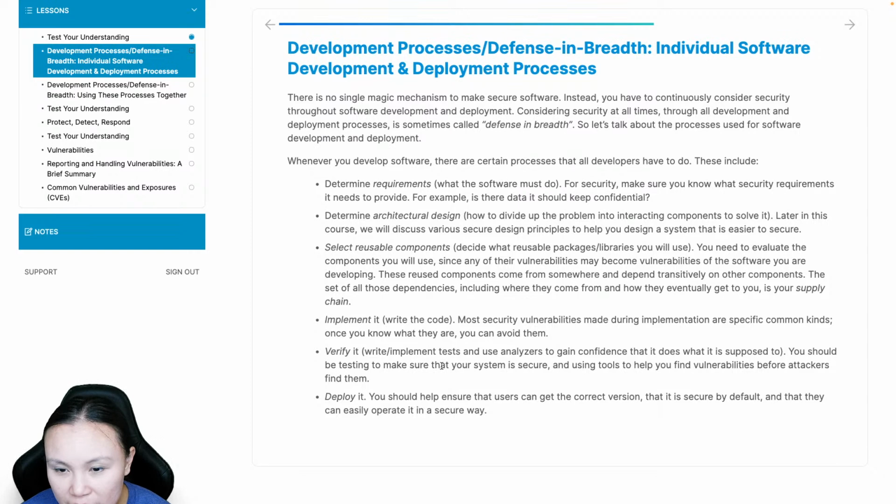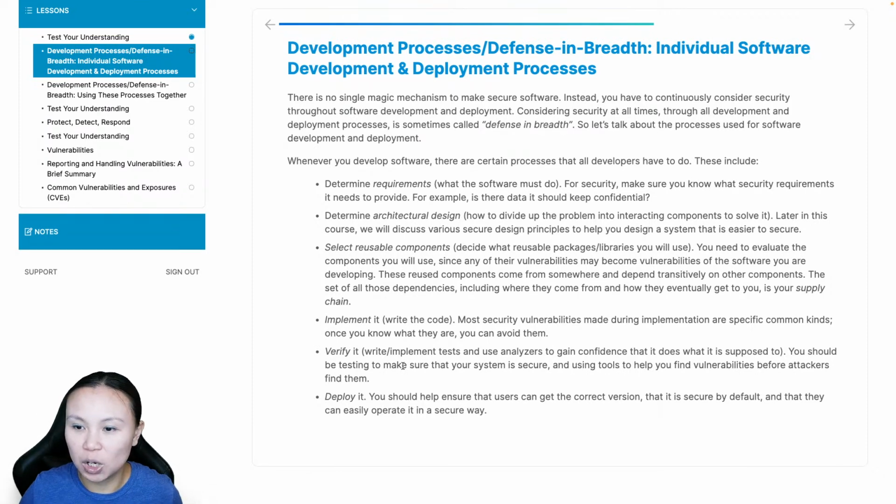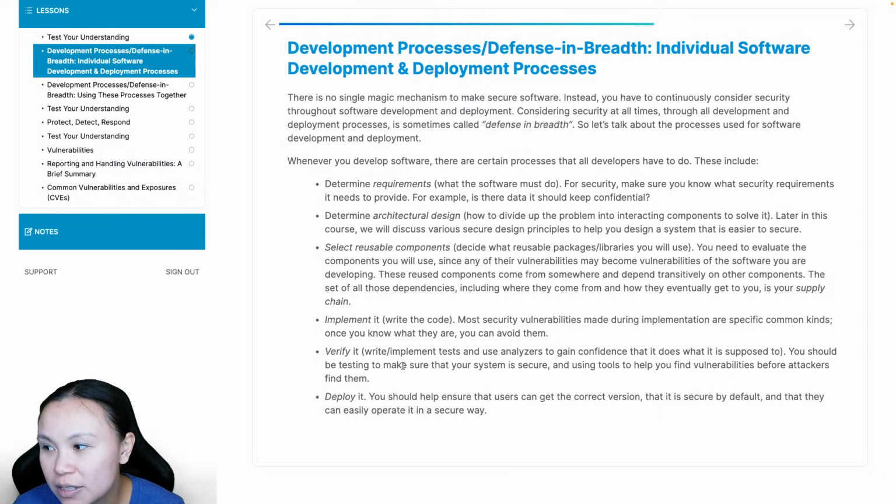Okay, implement it, write the code. Most security vulnerabilities made during implementation are specifically common kinds. Once you know what they are, you can avoid them. So while writing the code, follow good practices. Don't do anything insecure, like accessing memory that you are not supposed to access.